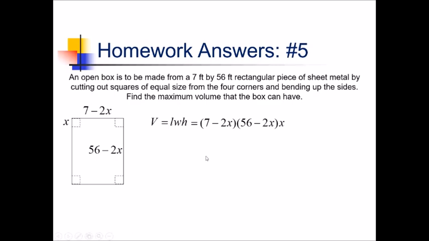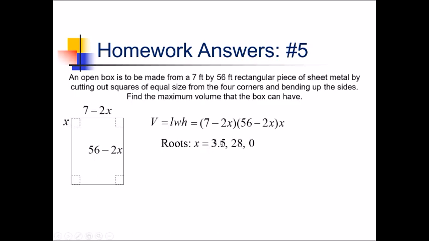So my domain, those are going to be the x values that give me positive volumes when I plug them in. To figure that out, I'm just going to find the values that zero out my function, the roots of my function, and then I'll figure out which of those values are going to give me the domain. So going left to right, zeroing out each parentheses, this first parentheses gets zeroed out if x is 3.5, 7 divided by 2. For this next parentheses, an x value of 28 will zero this one out. And this last x, if that's 0, then the whole volume gets zeroed out.